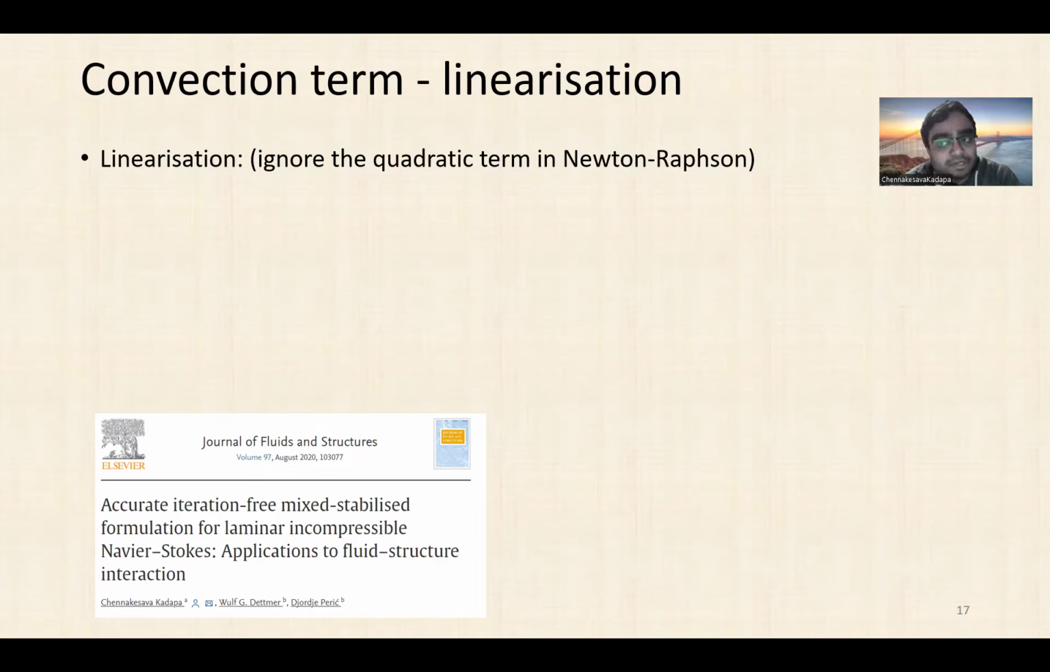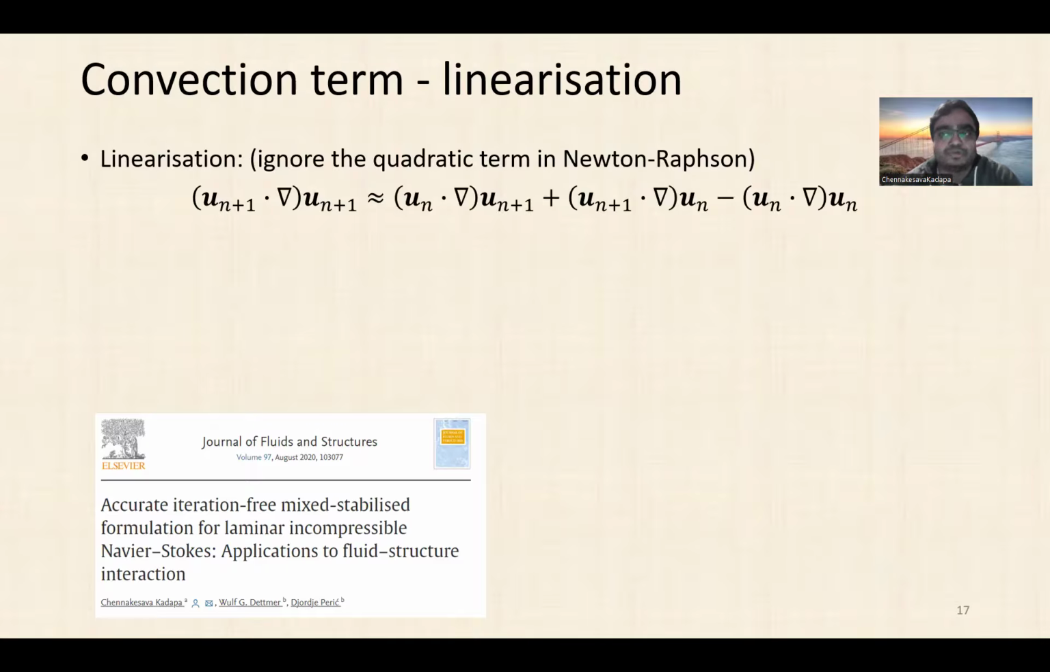Okay. I'm not going into the details, so I'm going to show you the final term. So this is the approximation that we use for the convection term. Instead of the fully nonlinear one, we use this linearized one. Here we have three terms, not one. The first one we have already seen in the type 2 stream. The third one we have already seen in the type 1 stream. And in this type 4 stream, we have the extra term here.